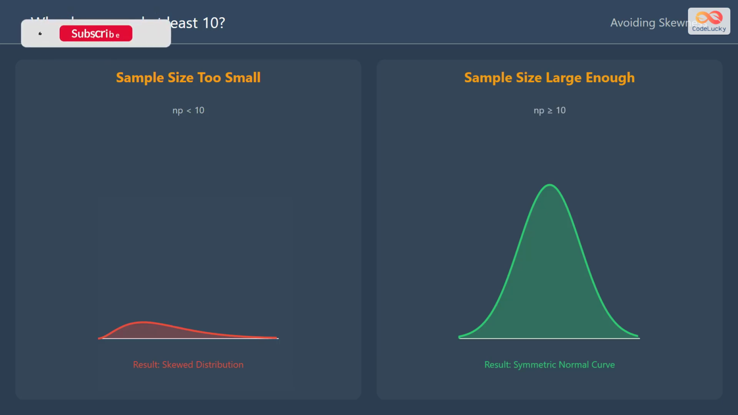Why is the number 10 so important? Look at the difference. On the left, if the sample size is too small, the distribution is skewed. It leans to one side and doesn't look like a bell. On the right, when we meet the condition of at least 10 successes and failures, the distribution becomes symmetric and bell-shaped. This symmetry is what allows the normal model to work accurately.